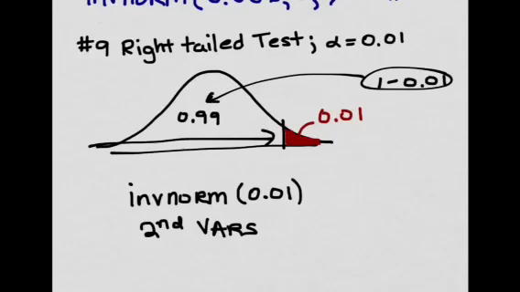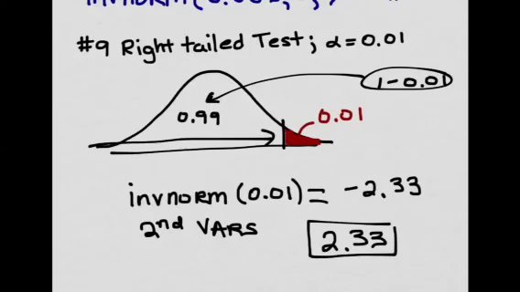But the reason why I just went ahead and put in 0.01, and I typed that into the calculator, is that I get negative 2.33 rounded. That's not my answer. The problem is that I'm doing a right tail test. This is the answer you would use with a left tail test. But I can go ahead and just say, well, the value for the right tail test would be positive 2.33. So we have that right here. 2.33 is the value here.